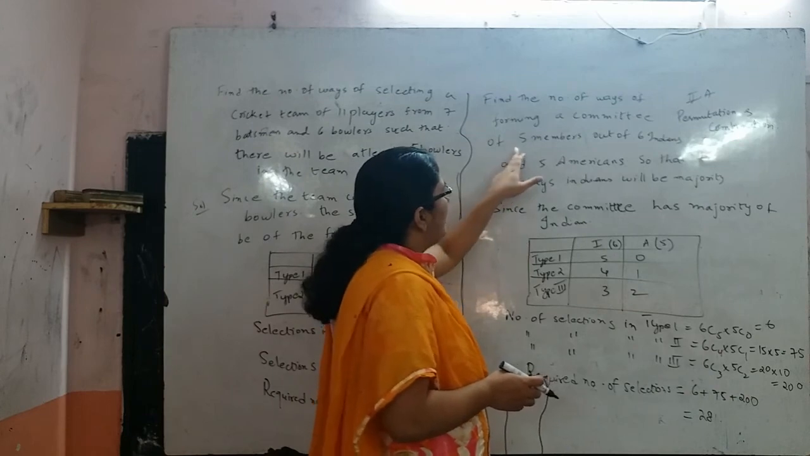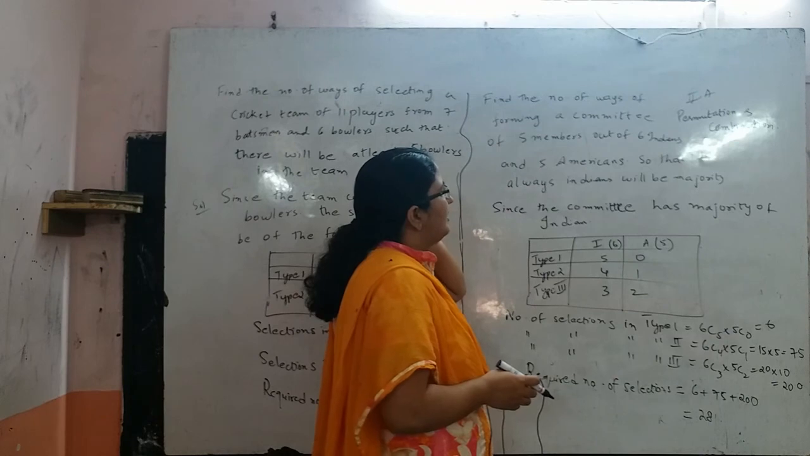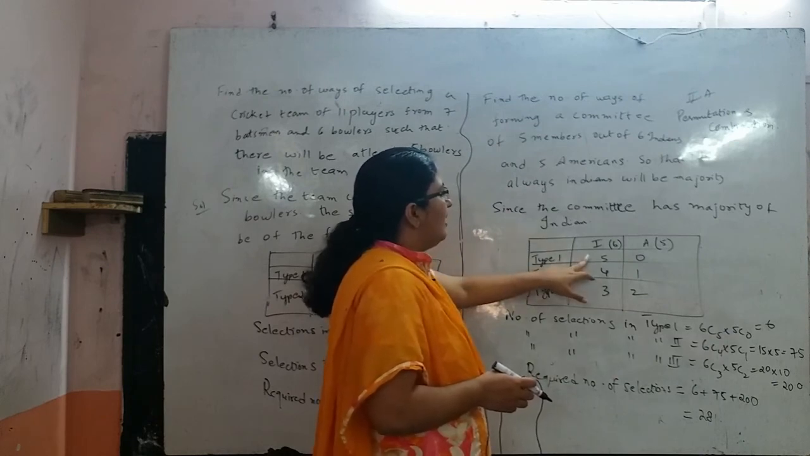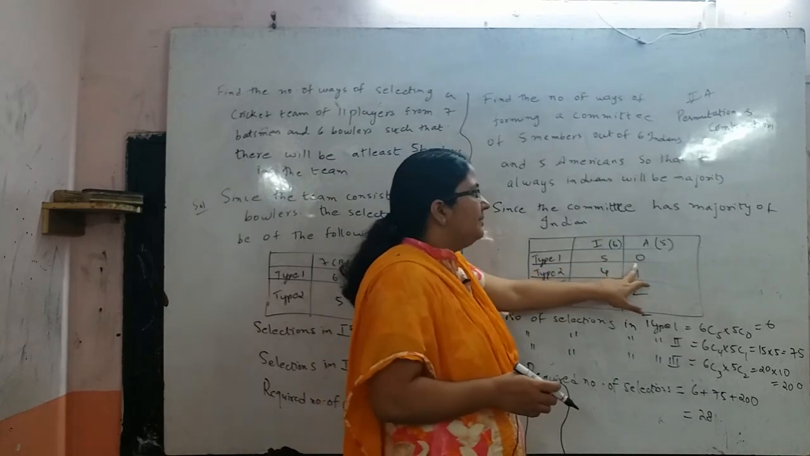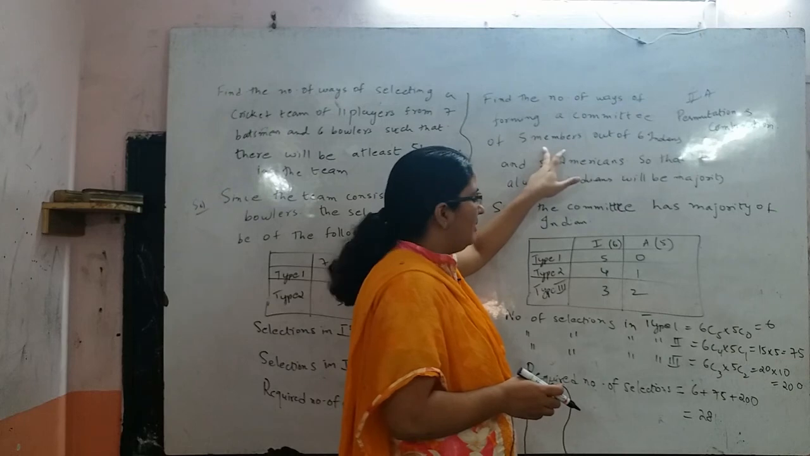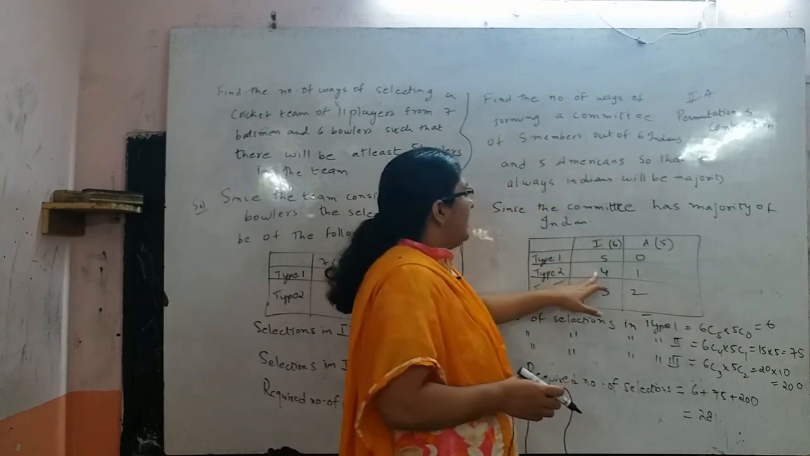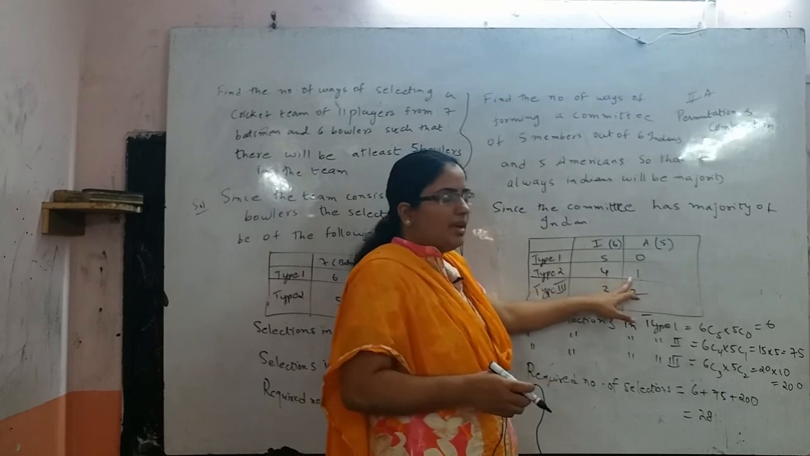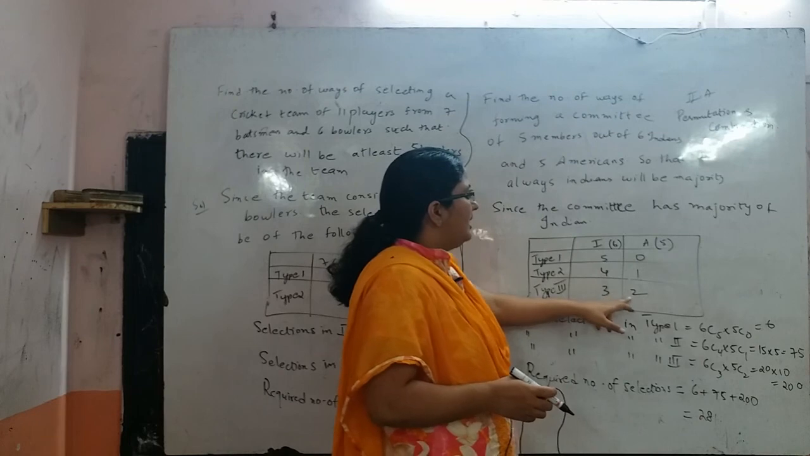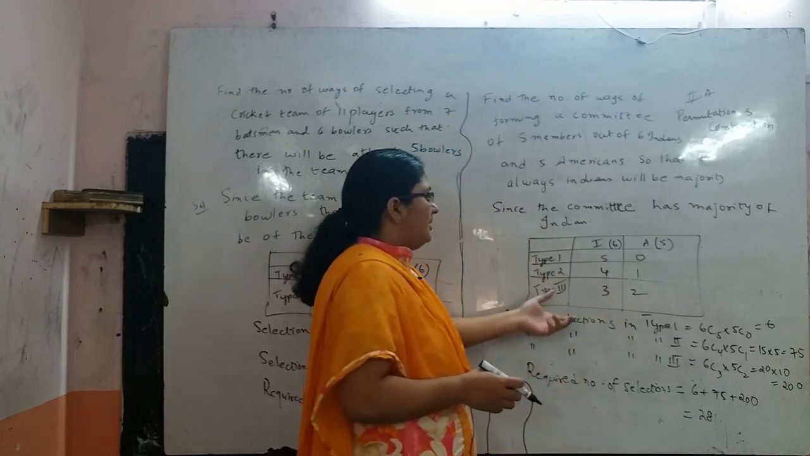You have to form a committee of 5 members from 6 Indians and 5 Americans, so that Indians are the majority. So first we will take 5 Indians and 0 Americans, because 5 is the maximum number of members that we have to take. Next we'll take 4 Indians, then there will be only 1 American. Next we'll take 3 Indians, then 2 Americans are possible. So these are the possible ways of selecting.